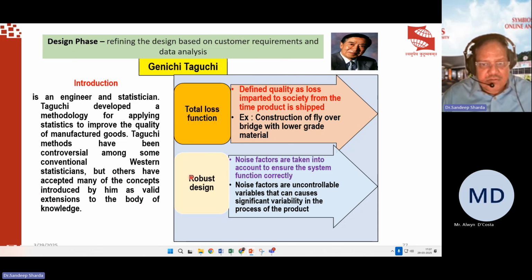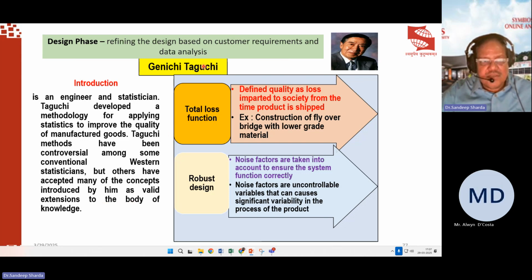Genichi Taguchi has also given the robust design factor, which we are going to discuss. He is an engineer and statistician. Taguchi developed a methodology for applying statistics to improve the quality of manufactured goods. Taguchi methods have been controversial among some Western statisticians, but others have accepted many of the concepts introduced by him as a valid extension to the body of knowledge.